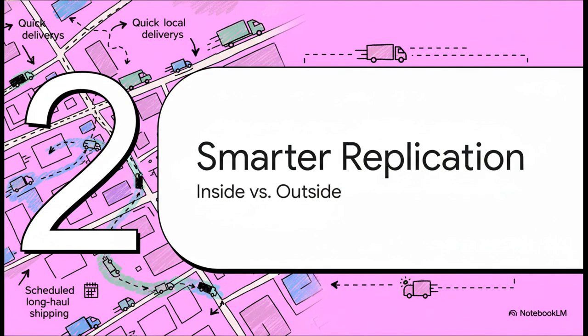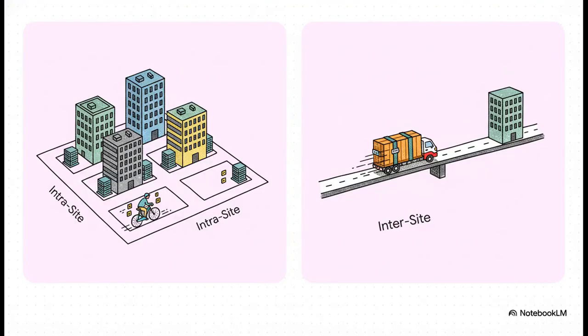Okay, so now that Active Directory has this map, it can get way smarter about how it moves data around. It stops treating every data delivery the same and starts thinking more like a logistics company, right? It knows the difference between a quick local delivery and scheduled long-haul shipping. And this is where we see a huge difference in how data actually moves. Inside a single site, think of our local city, replication is like a local courier. It's fast, it's frequent, it just sends the data, uncompressed, boom, as soon as a change happens.